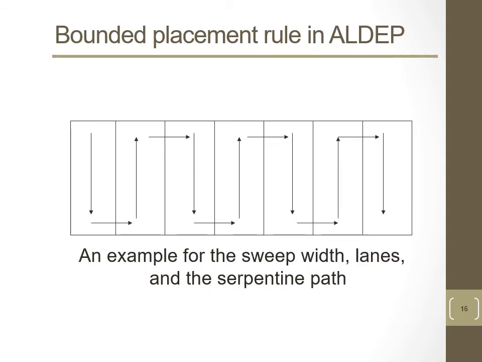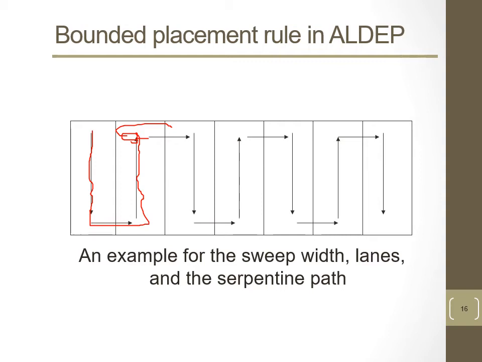This is an example of ALDEP. As I sketched, you start from one corner and place the departments, and then you pass to the other lane and continue to place departments. Whenever the total number of grids for a department is finished, you immediately start with the next one. Remember, in construction algorithms, you select and then you place.